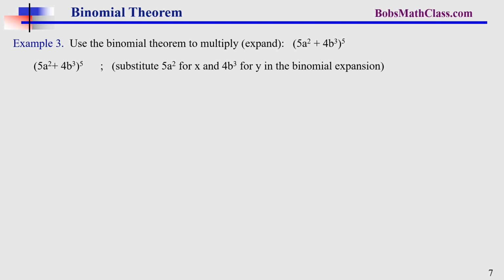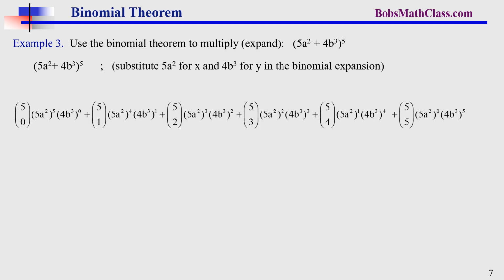So we're going to use our formula. And instead of x, you're going to put a 5a squared in place of the x. You might want to put it in parentheses. And our y is 4b cubed. Okay, here it is. 5 choose 0 times 5a squared to the fifth power times 4b cubed to the power of 0.